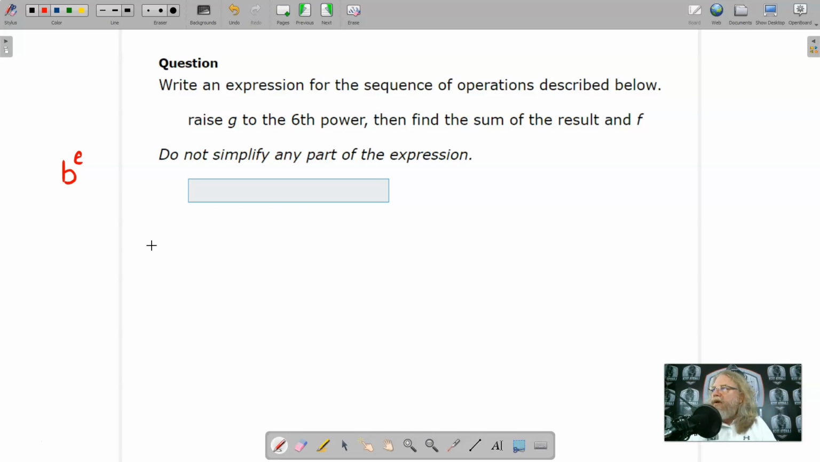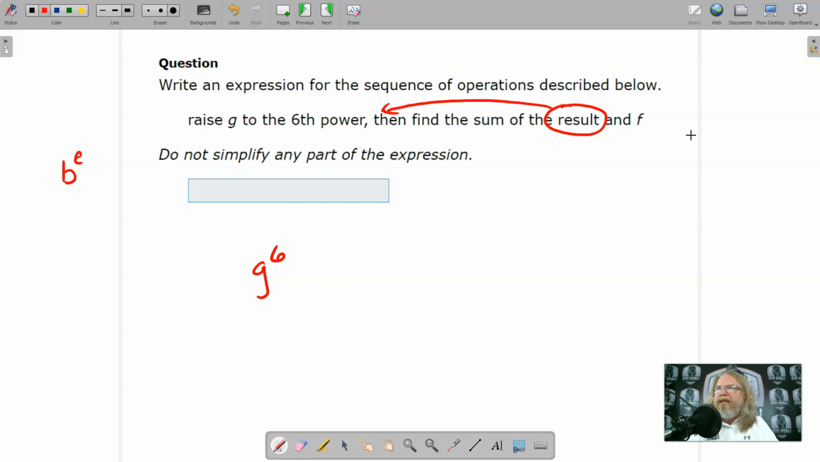So that's what we're talking about when we're raising something to a power. So we're going to raise g to the 6th power. So g is the base, that's what's getting raised to the 6th power. And then find the sum of the result. Well, what's the result? The result of what we did back over here of raising g to the 6th power. Then find the sum of the result and f.